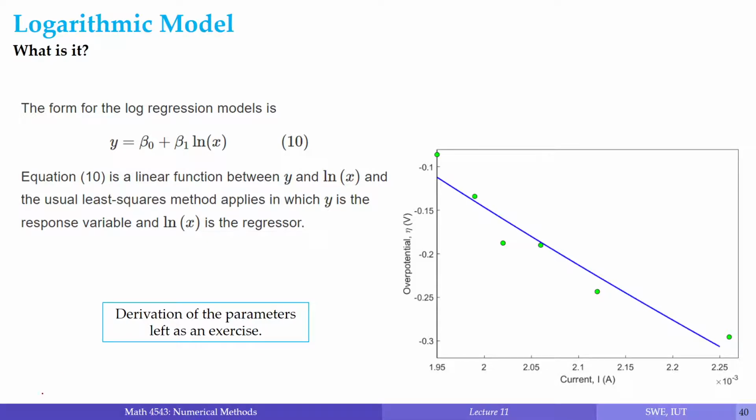Now we'll talk about the logarithmic model. The logarithmic model is pretty simple. It looks something like this: y equals beta naught plus beta 1 ln x.